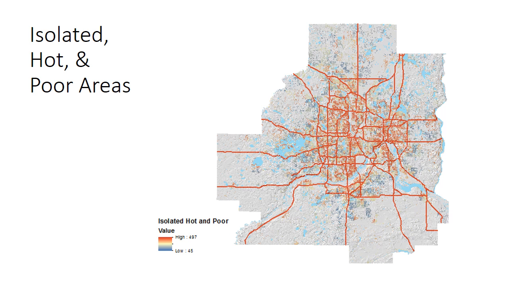So this is our resulting map. Areas in red are the most isolated, hot, and poor. In blue are the least. The white areas are the uninhabited areas, which was important to take into consideration here because we wanted to locate where people are actually living. We didn't want to have areas saying that they're isolated, hot, and poor, but really it's just a factory or a business.